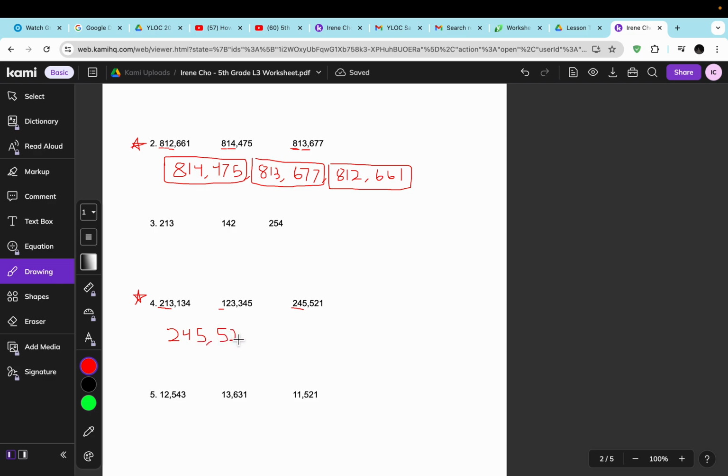245,521. And then because the 100,000th place is greater than the second number, it will be 213,134. And then the third and the least number would be 123,345.